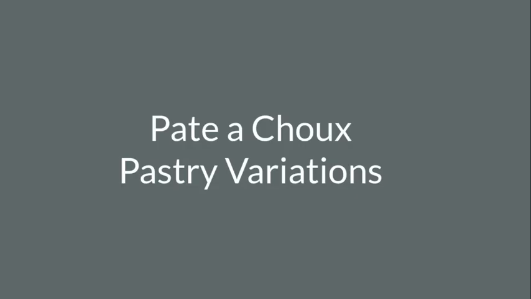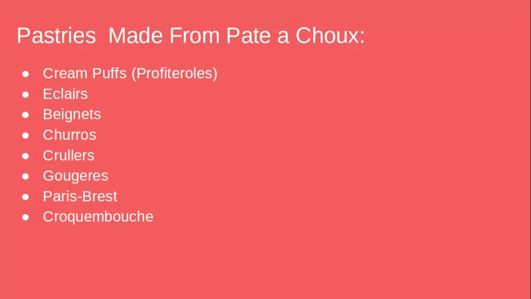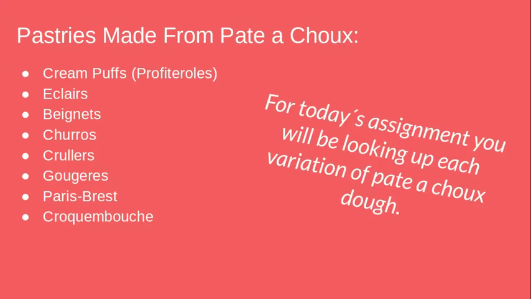So pate choux dough can be made into 8 different pastry variations. And these are the pastry variations. So the first one is it can be made into cream puffs. You can also call those profiteroles, eclairs, beignets, churros, crullers, the G one that I never say correctly, Paris Brest, and then croquembouche.